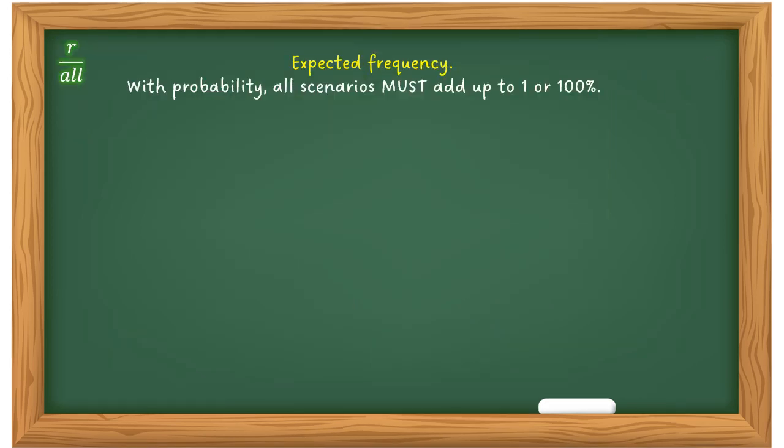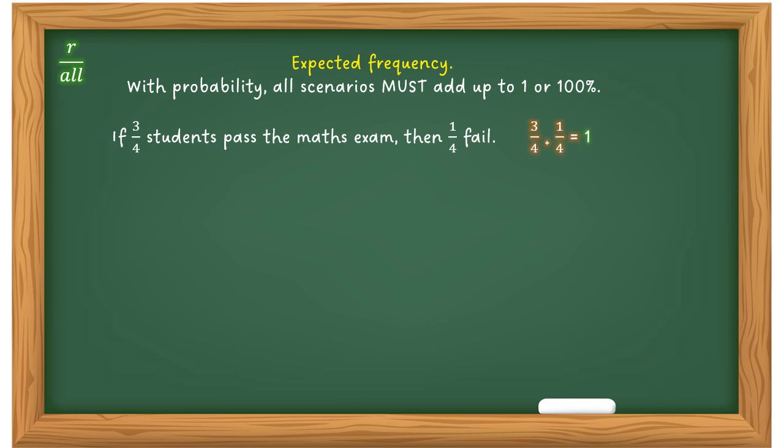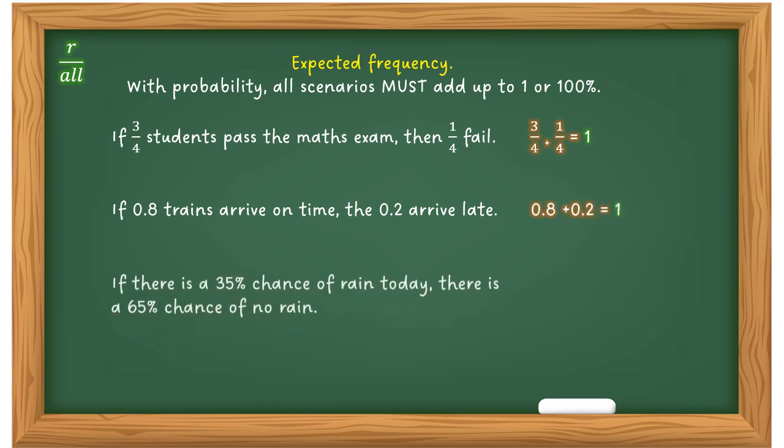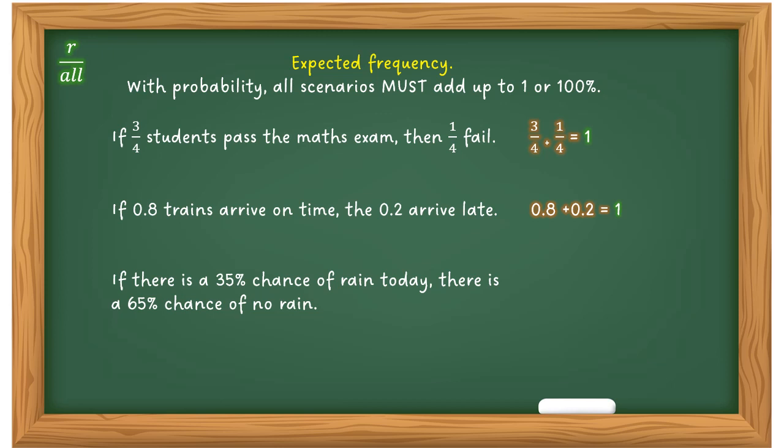Now let's look at expected frequency. With probability, all scenarios must add up to 1 or 100%, just like the scale. Okay, so you can see there, if 3/4 of students pass the maths exam, then a quarter must fail, because 3/4 plus a quarter is 1. If 0.8 trains arrive on time, then 0.2 must arrive late. And you can see 0.8 plus 0.2 is 1. Okay, and if there's a 35% chance of rain today, there must be a 65% chance of no rain. So 35% plus 65% is 100%, and that's just the same as 1.